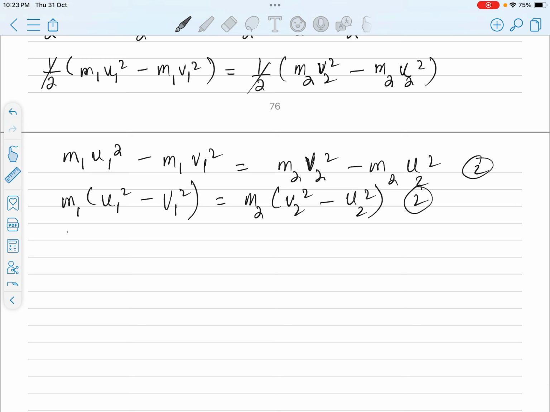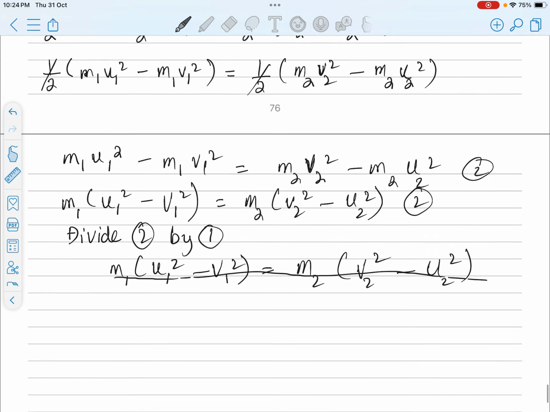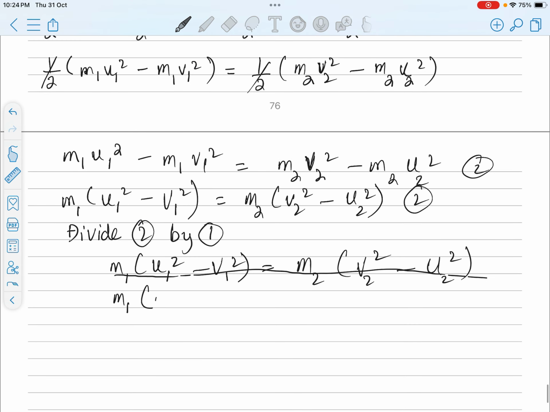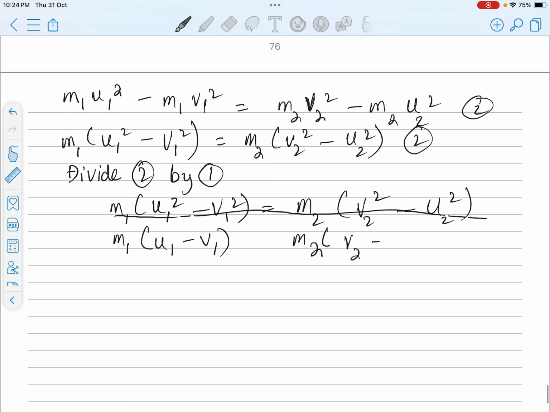So divide equation 2 by equation 1. You'll see why. m1 (u1 square minus v1 square) equals m2 (v2 square minus u2 square), divided by equation 1, which was m1 (u1 minus v1) equals m2 (v2 minus u2). m1 and m1 cancel, m2 and m2 cancel.